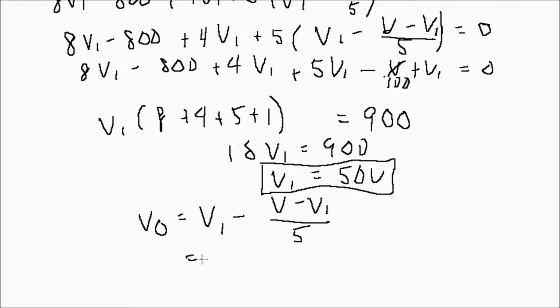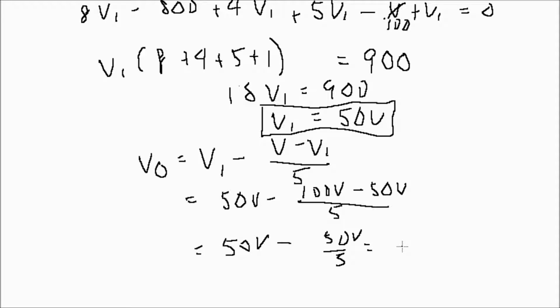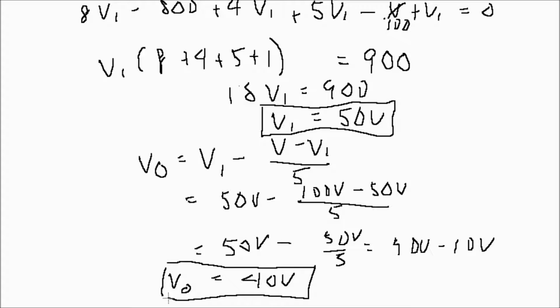Alright, so let's put some numbers in here. V1 we figured out is 50 volts, minus V, which is 100 volts, minus 50 volts, divided by 5, which is equal to 50 volts minus 10 volts. And that gives us our solution. V out is equal to 50 minus 10, which is 40 volts. And that is our solution.